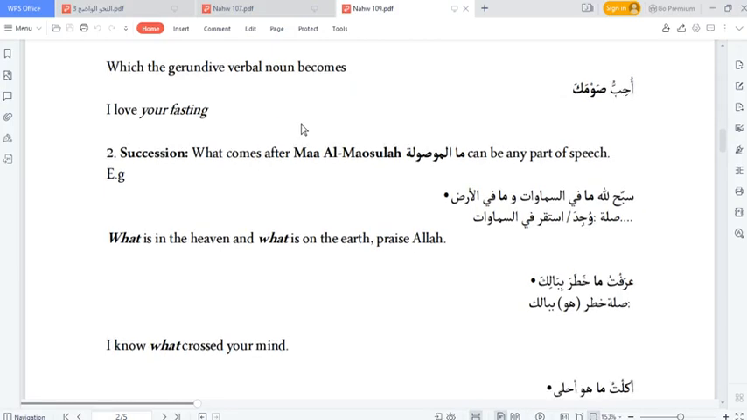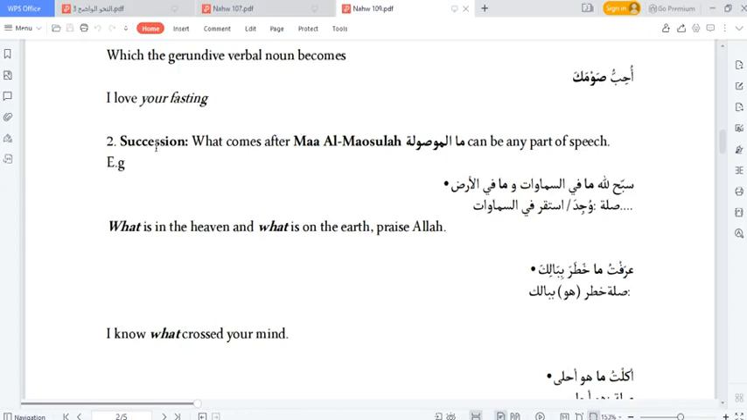I hope you get it. Moving on, succession. Another thing to note, we have talked about definition. Succession: what are we talking about? What comes after ma al-mawsula can be any part of speech.